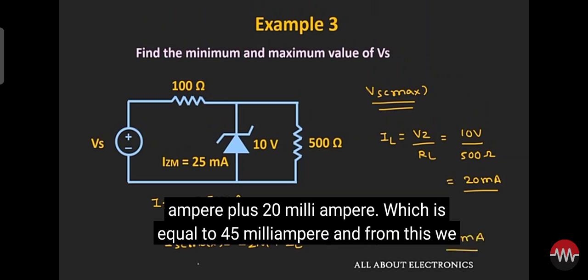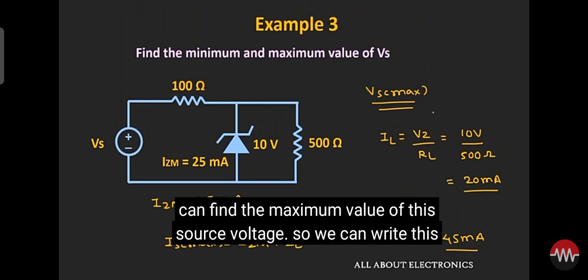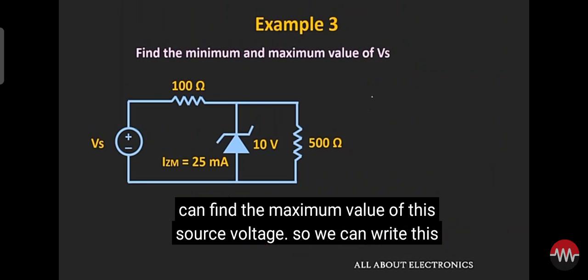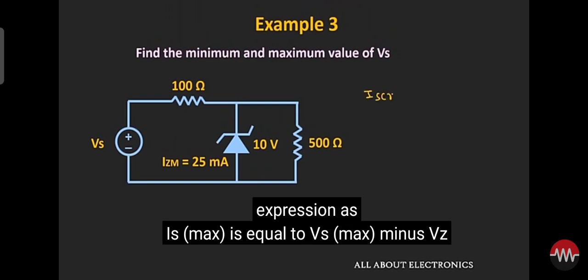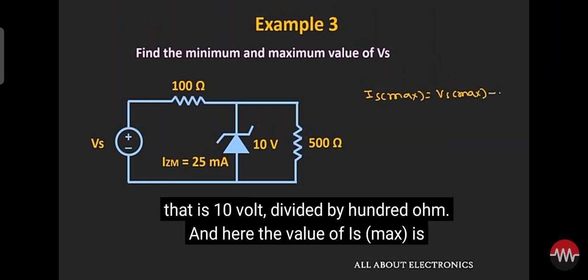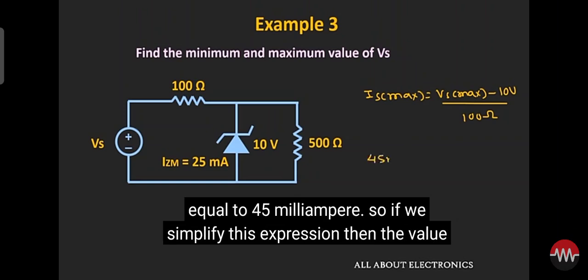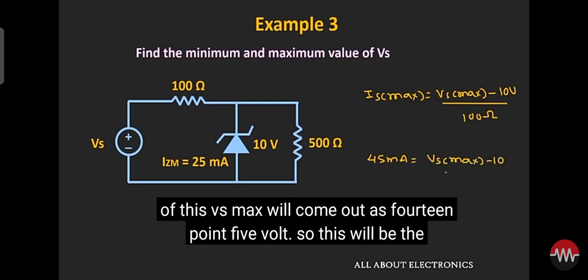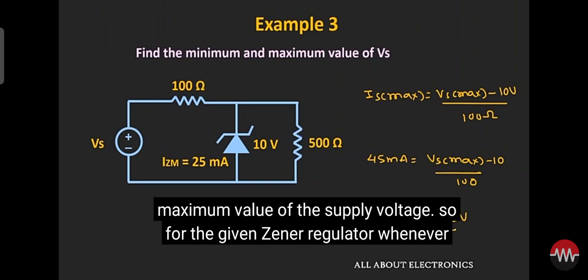And from this we can find the maximum value of this source voltage. So we can write this expression as Is max is equal to Vs max minus Vz, that is 10 volt divided by 100 ohm. And here the value of Is max is equal to 45 milliampere. So if we simplify this expression, then the value of this Vs max will come out as 14.5 volt.